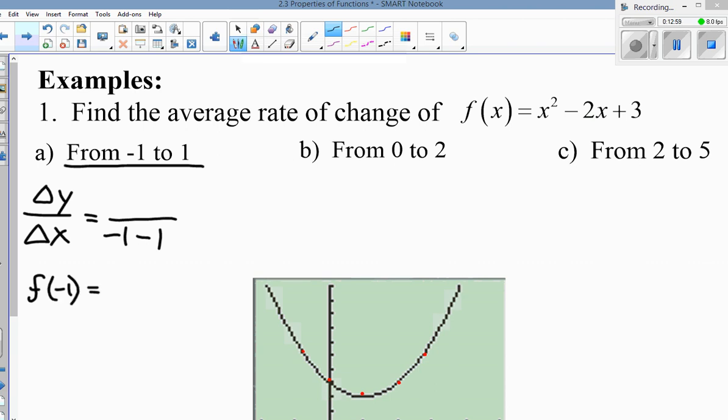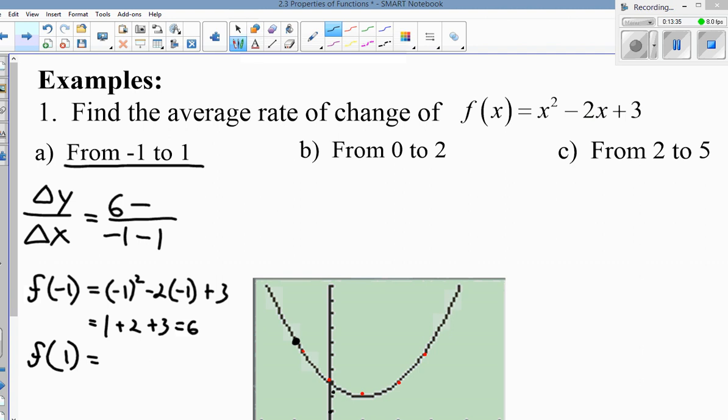Well, f of negative 1 is negative 1 squared minus 2 times negative 1 plus 3. Well, this is going to be 1 plus 2 plus 3, which is equal to 6. So at negative 1, I can see that I'm here at 6. Okay, so that correlates to my negative 1 minus my f of 1. So that's going to be equal to 1 squared minus 2 times 1 plus 3, which is 1 minus 2 plus 3, equal to 2. So at 1, I'm at 2.